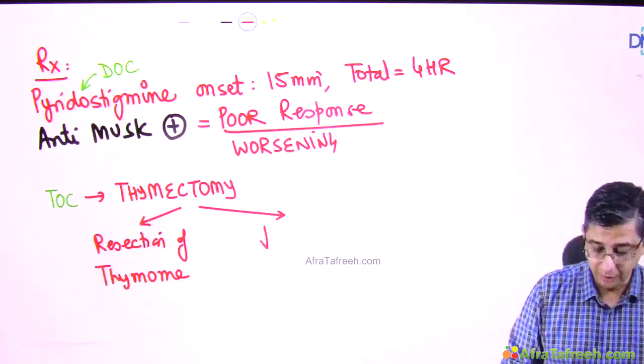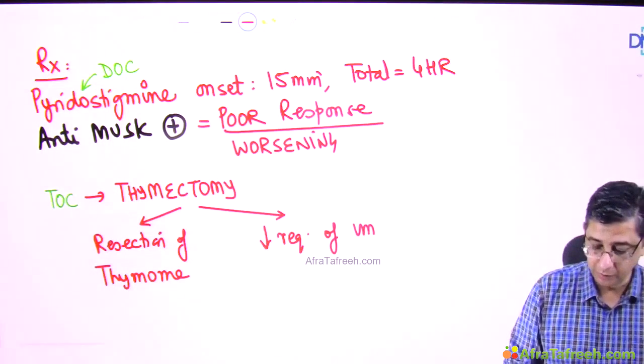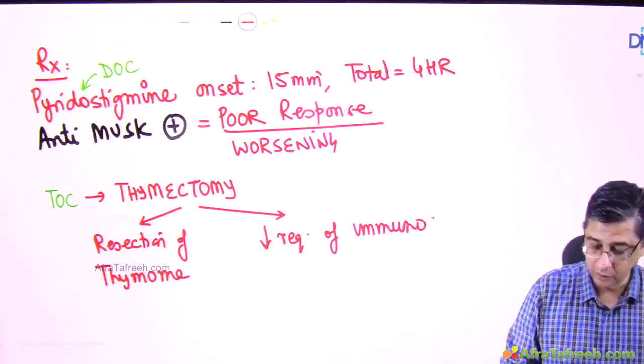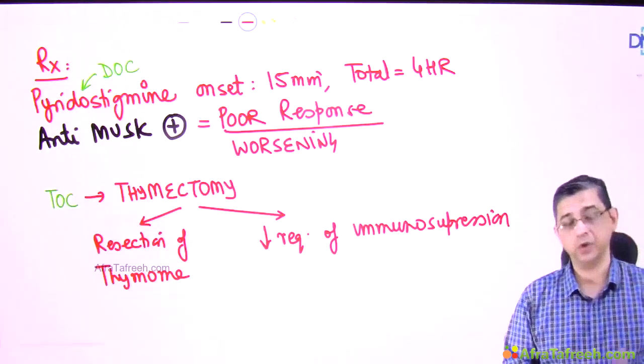Now, once we do a thymectomy, after we are satisfied, it is one for resection of thymoma, and second is the decrease in the requirement of immunosuppressive drugs, because long-term intake of steroids can cause Cushing syndrome, visual defects, cataract in a patient, myopathy in a patient.